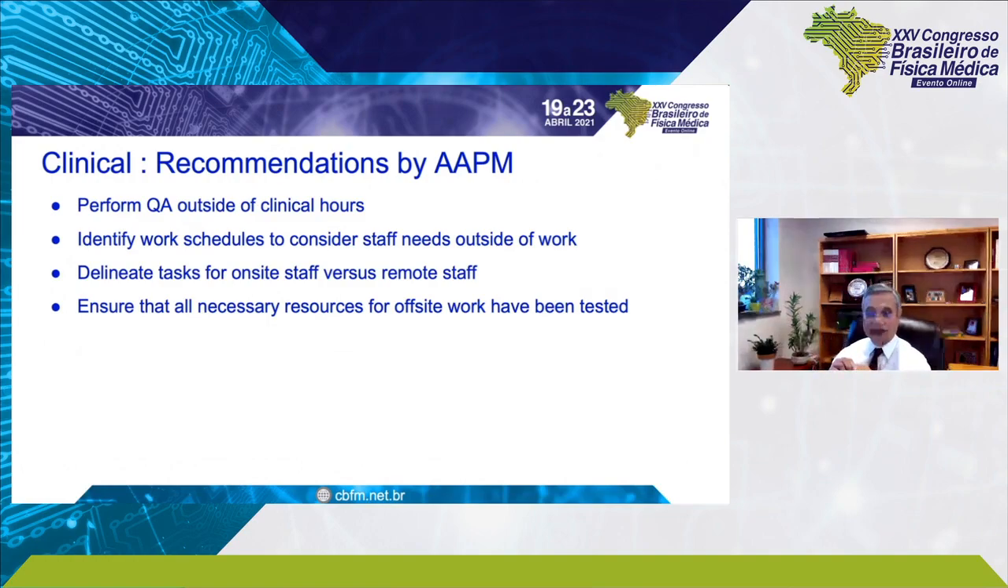Delineate tasks for on-site staff versus remote staff to better utilize on-site physics resources. We are routinely doing that. People are working from home. Ensure that all necessary resources for off-site work have been tested and are functional before changing the staffing infrastructure. For example, if you're doing remote work, make sure your remote access is working. Use qualified medical displays and auxiliary hardware and software for off-site use. Make sure you have the appropriate IT support in place.